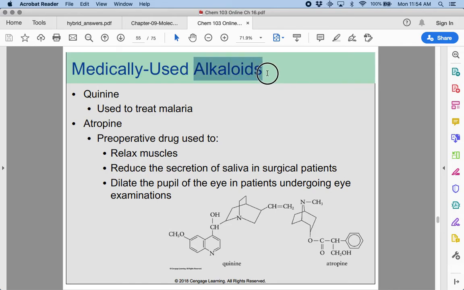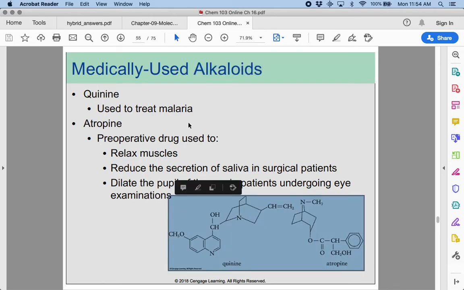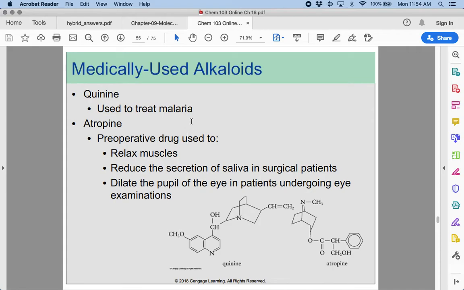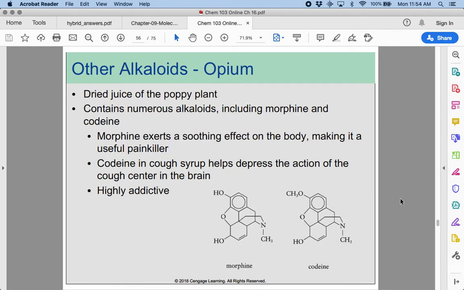Sometimes we have alkaloids, these plant-based nitrogen-containing compounds, that are for medicinal use as well. So quinine, which is part of a malaria treatment, is probably most commonly found in tonic water. So if you are drinking tonic water that has quinine in it, there's a tangy taste to it that you might be familiar with.